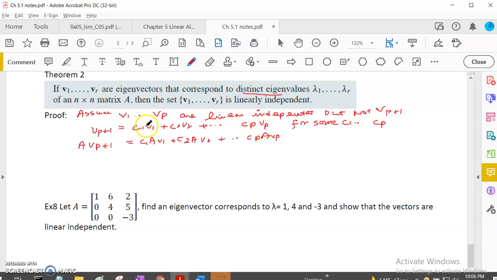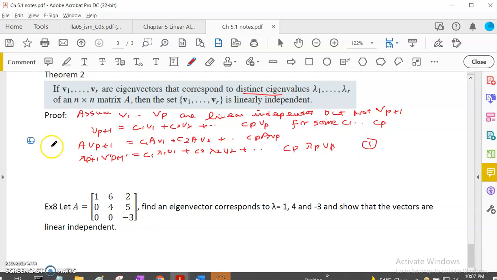And because all of them are eigenvectors, A Vp plus 1 is just lambda p plus 1 times Vp plus 1. This will be C1 lambda 1 V1 plus C2 lambda 2 V2, all the way to Cp lambda p Vp. So this is equation 1.